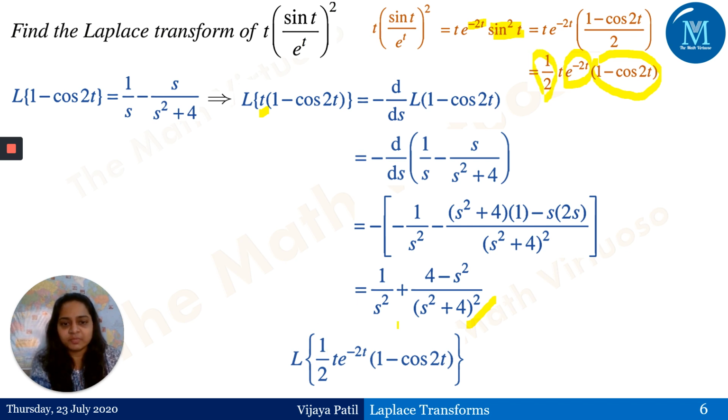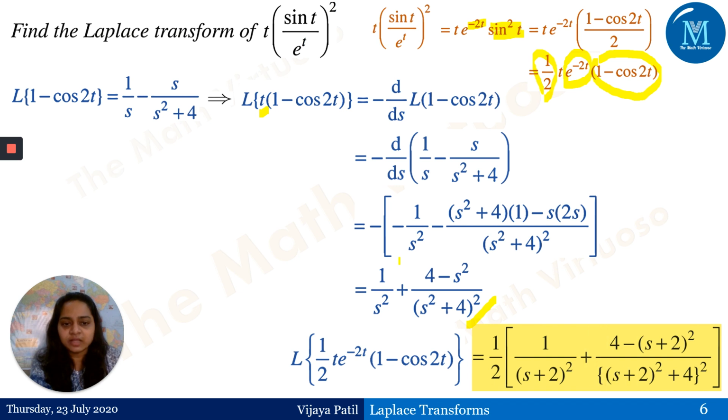So now we have combined. If you observe, I have done everything part by part. First, I got 1 minus cos of 2t. Then I combined it with t into 1 minus cos of 2t. Now I am applying the first shifting theorem. So how does that come? The first shifting theorem says that every s is replaced by s minus a or s plus a, depending upon what is there.